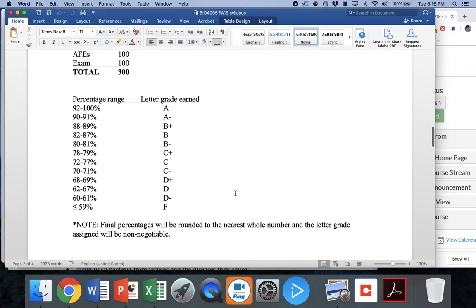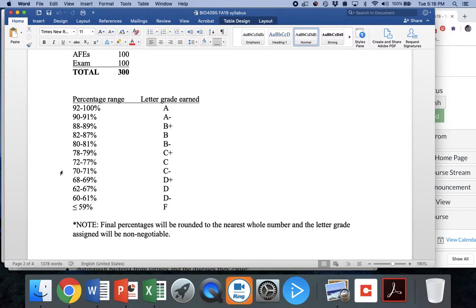Read this note. Final percentages rounded to the nearest whole number. Letter grade assigned is non-negotiable. This is pretty important, right? So if you need a particular grade to keep a scholarship, or you're striving to get into medical school or whatever, the grade is up to you, not me. So please don't come to me and ask if I can just be nice and give you a better grade, or if I can give you some extra credit to get you a better grade. You just need to do the reading. You need to understand it well. You need to do well in your IRATs, your TRATs, your AFEs, and then on your final exam.